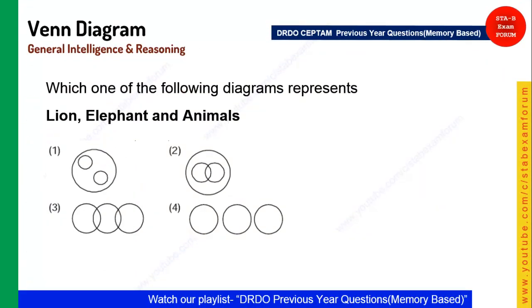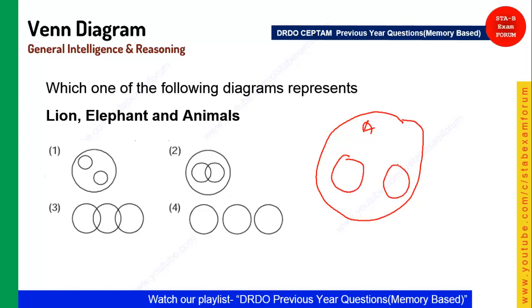So let's see the next question, a very simple one. The trick, as I told you in our Venn diagram conceptual video, is to draw the largest category first. What is the largest category here? Animals. So this represents animals, and as you know, lion and elephant are both animals, but a lion cannot be an elephant and an elephant cannot be a lion, so there is a disjoint set between lion and elephant. So this is a lion, this is an elephant, and there is no overlapping, because a lion cannot be an elephant, right? This should be disjoint. So option 1 is the correct answer.